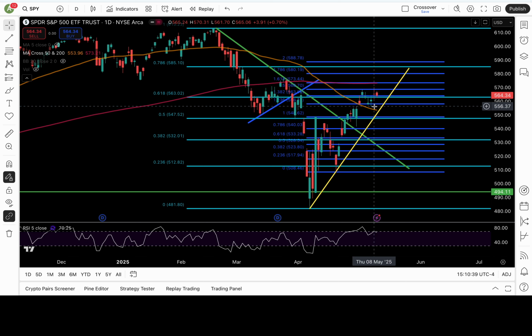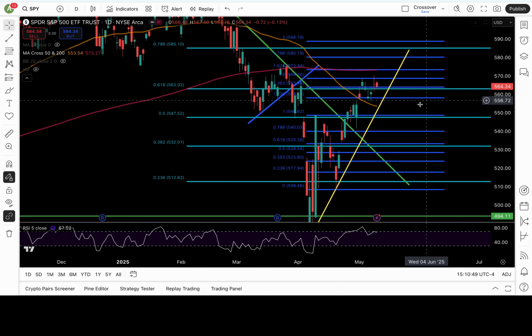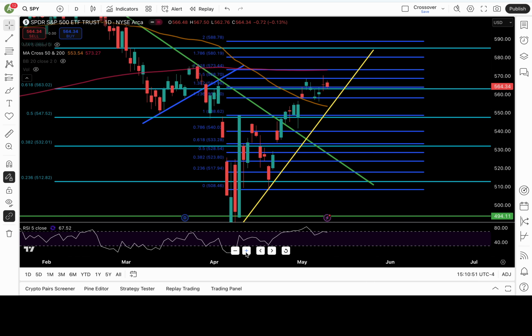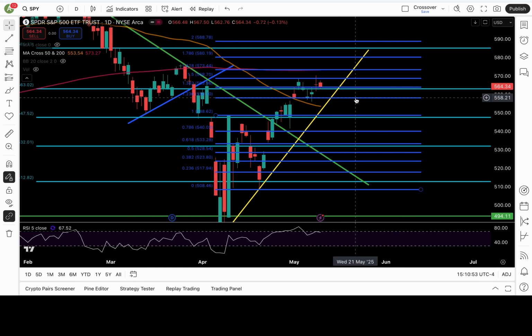Two support levels must fail if we're going to swing trade some puts: 563 and 561.7. If those levels fail, it should give us a nice drop to the downside. 558 would be the first target, and then we should be able to hit the support of this uptrend line, which is all the way down at 553.7-ish. Swing trade.